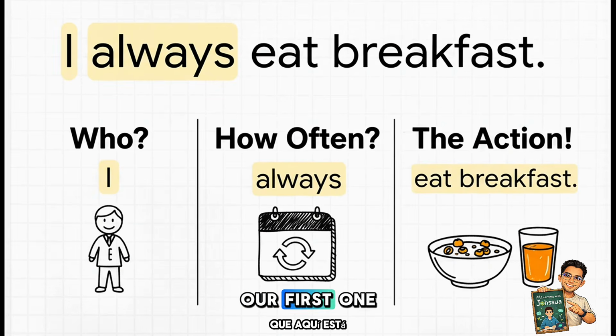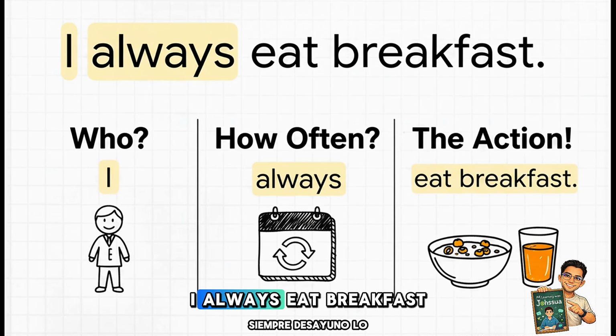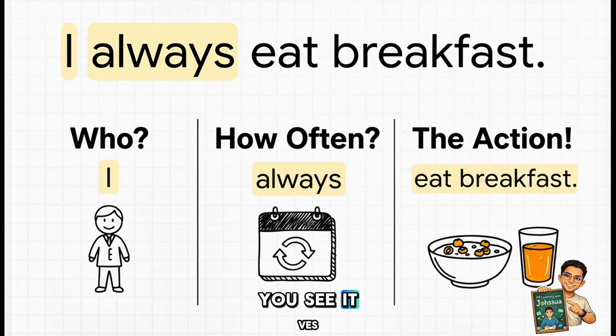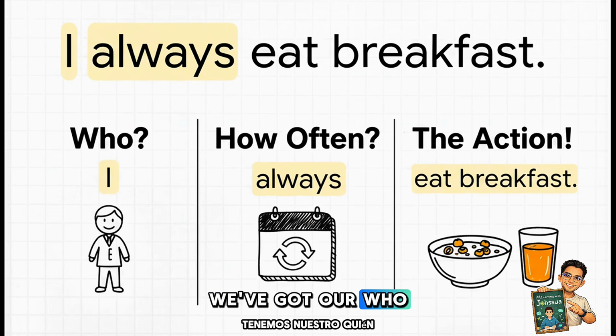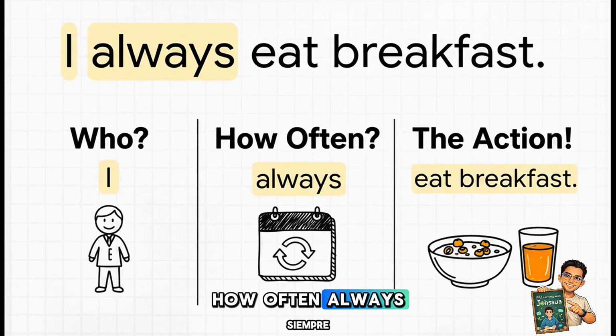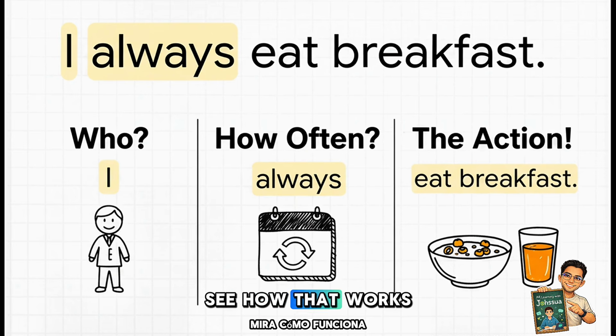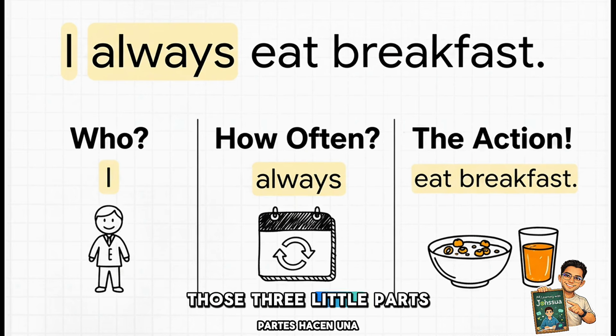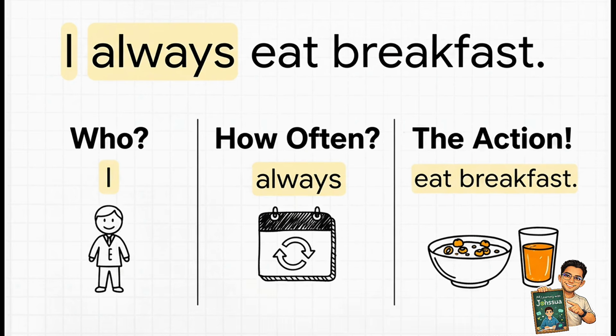So here's our first one. I always eat breakfast. You see it? We've got our who, that's I. How often? Always. And the action, eat breakfast. See how that works? Those 3 little parts make a perfect sentence.